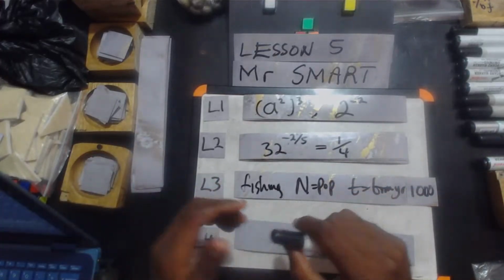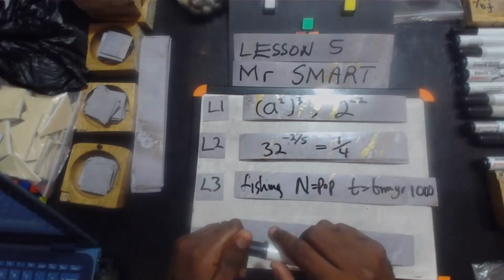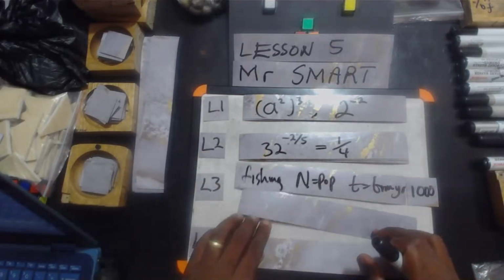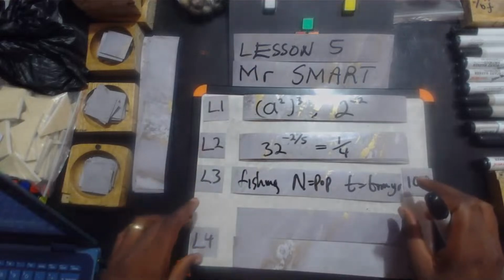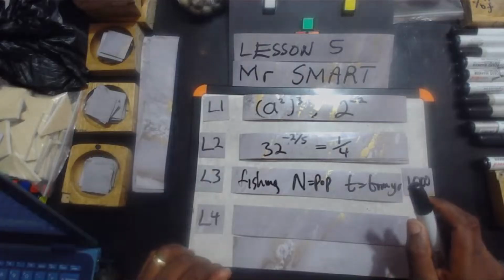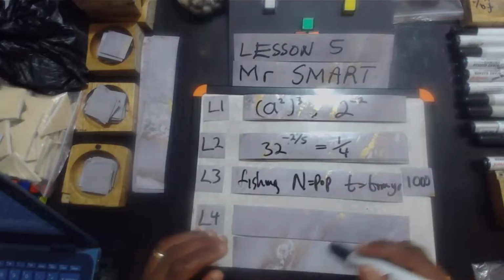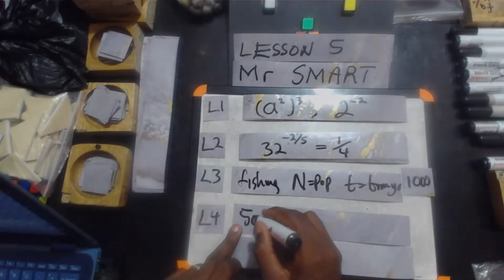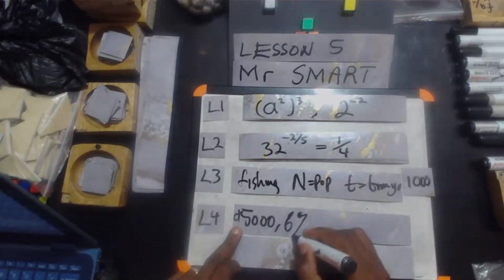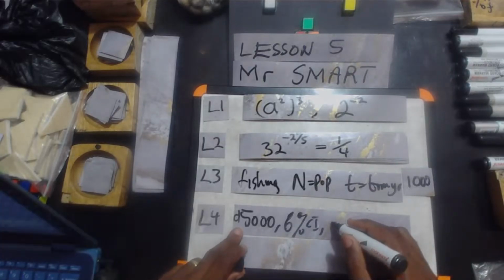A level 4 question again is a coastal fishing community. So for level 4, we're going to consider 2 investment options. Option A, invest 5,000 cedis at 6% compound interest annually. That's yearly.